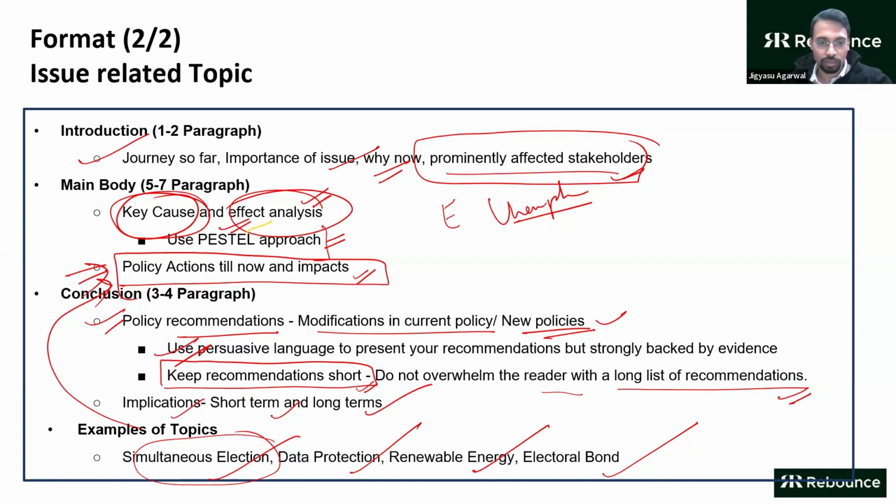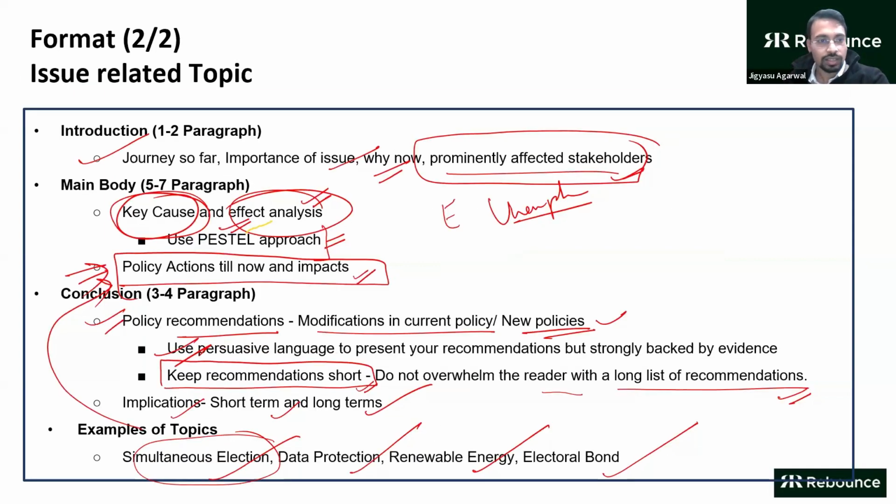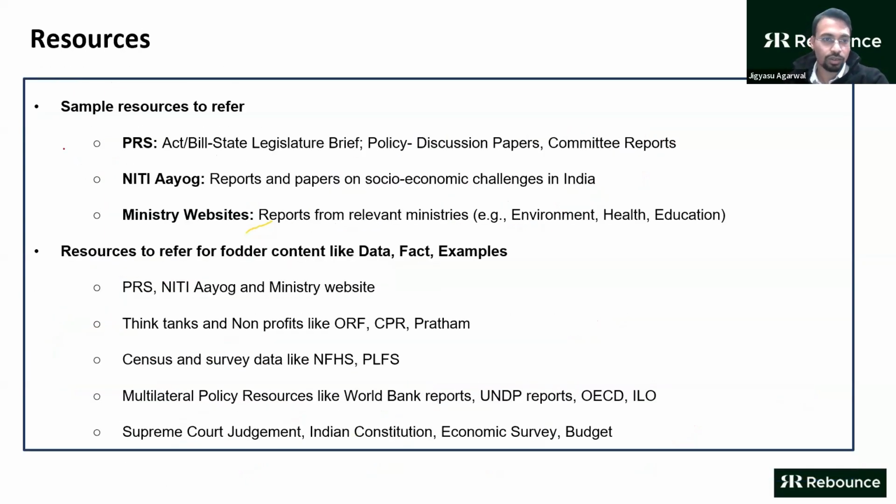Now, to support you all to do that, we at Rebounce have also launched a program. We will discuss this as we go. Here are some of the resources you can refer to. Number one, some sample resources. You can go to the PRS website. In the Act and Bill section, you will have the state legislature brief. This is a very good resource to understand how a policy brief should ideally look. In the policy section, you can check the discussion papers and committee reports. So all this is very relevant.